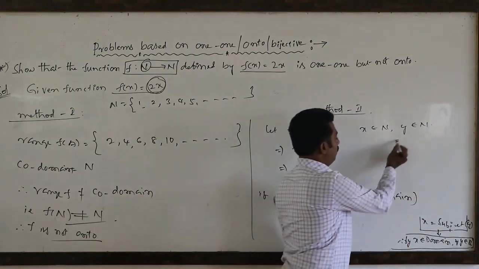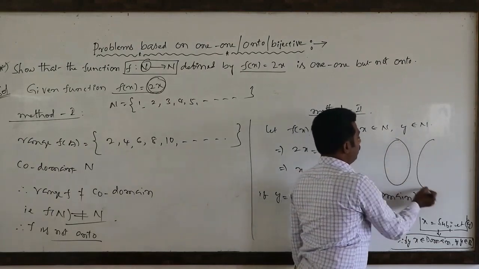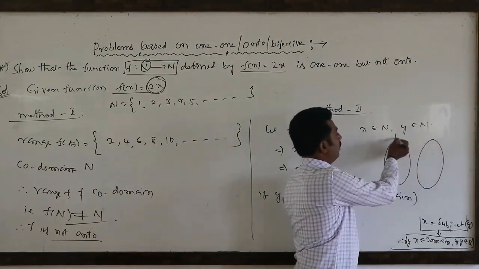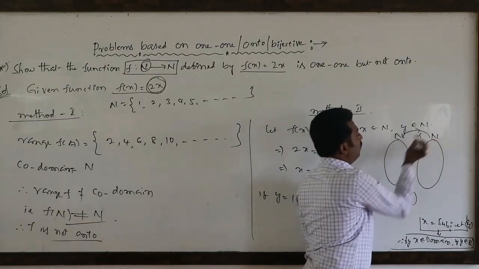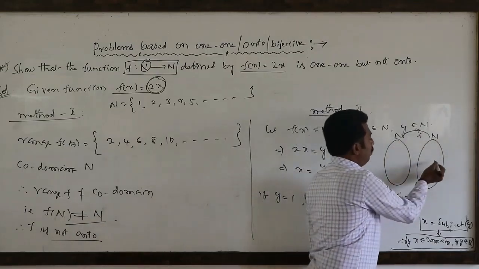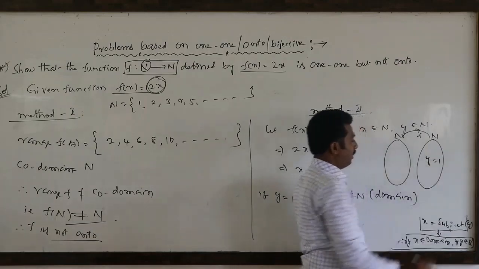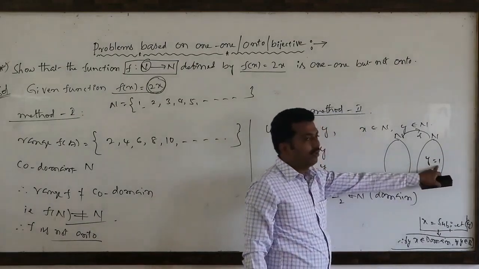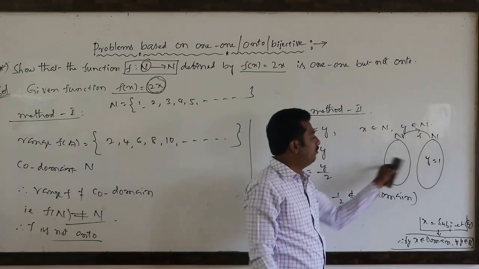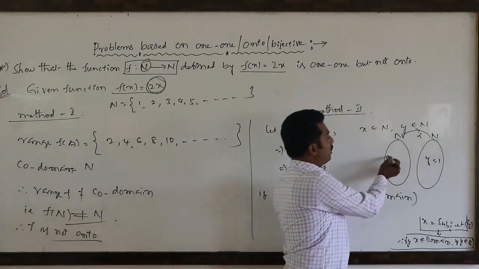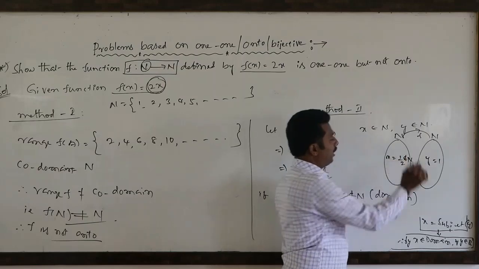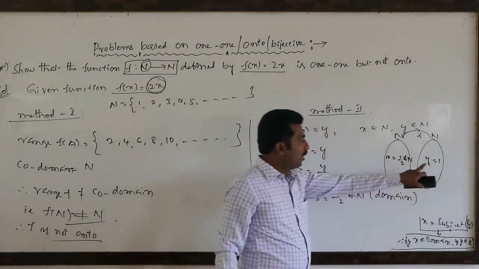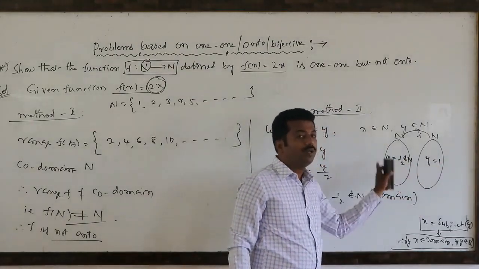See here, this is the natural number set, this is the natural number set, and this is the function f. So y equal to 1 I am taking, means one codomain element I am taking, whether it has a pre-image or not. So what is the x value? 1 by 2 we got, but it is not a natural number. So for the element y it has no pre-image.